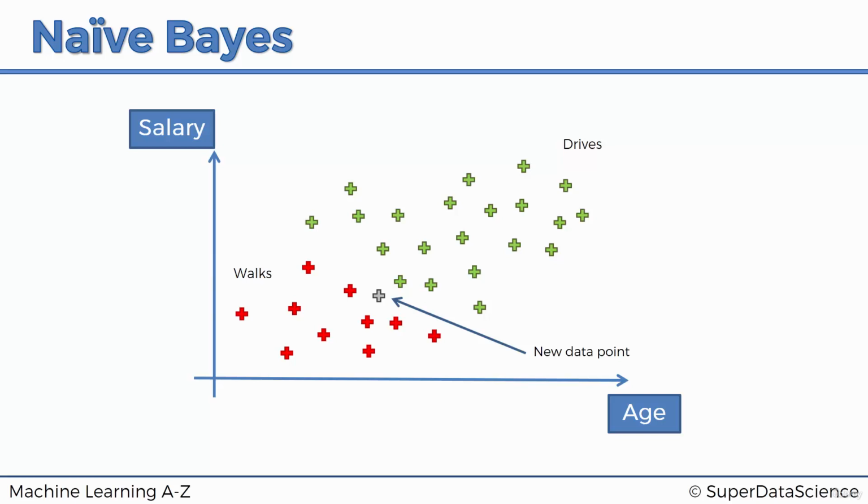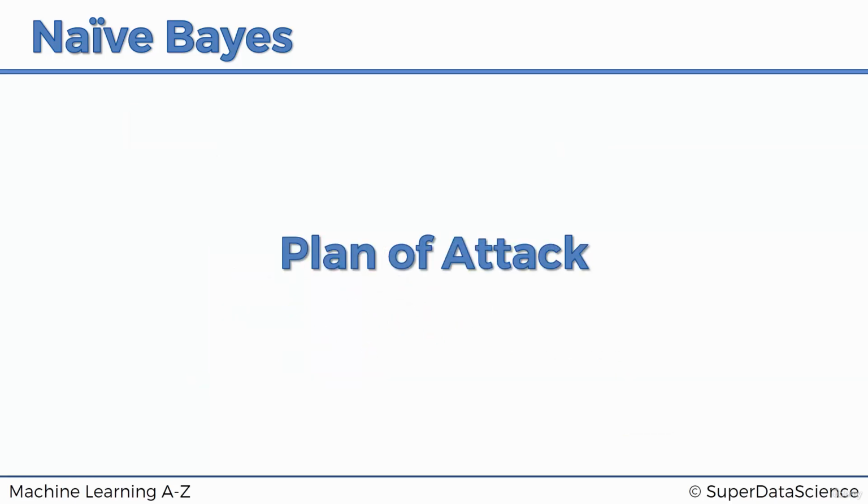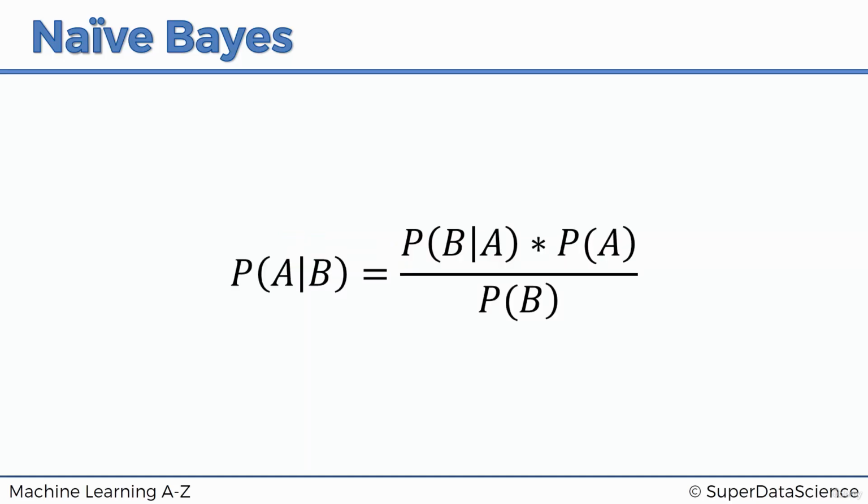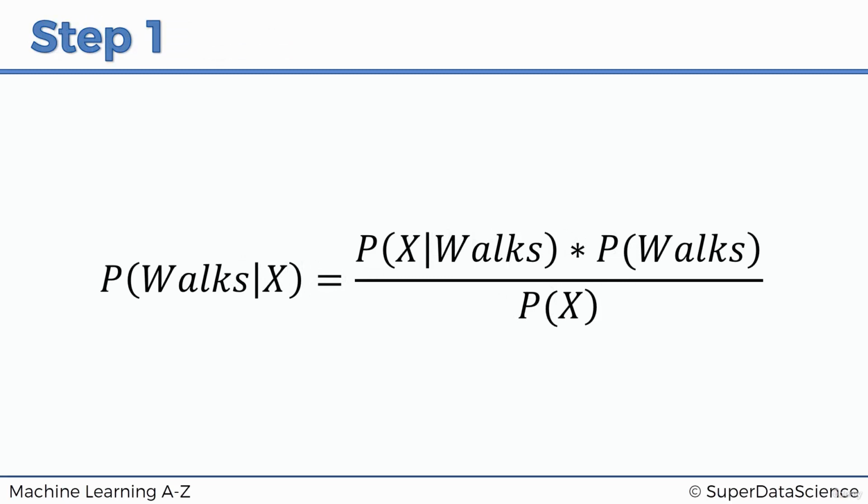All right, so how are we going to approach this? We need a plan of attack. It is going to be quite a complex approach, but at the same time, we're going to break it down into steps and it'll all make sense. It'll be very easy to understand. So our plan of attack: we're going to take the Bayes theorem and we're going to apply it twice. First time, we're going to apply it to find out what is the probability that this person walks given his features. And X over here represents the features of that data point.